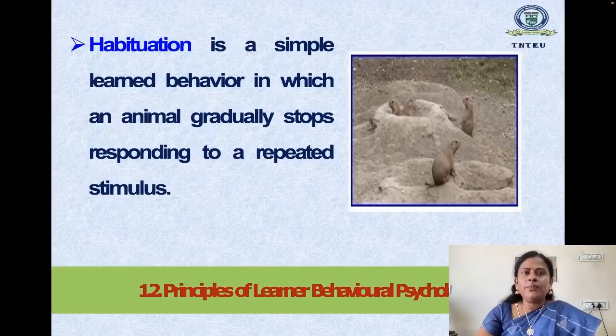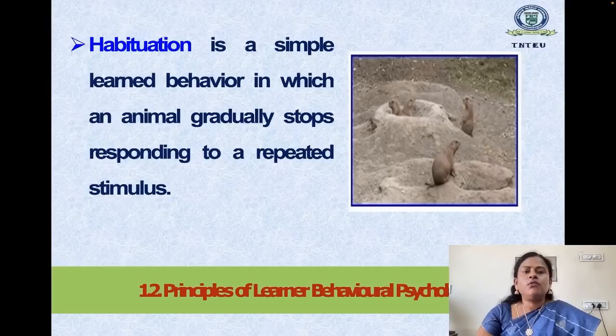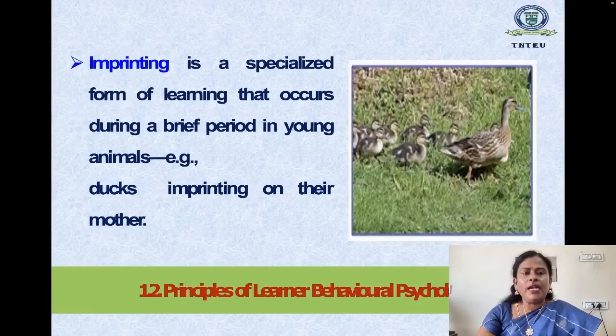However, the prairie dogs gradually become habituated to the sound of human footsteps as they repeatedly experience the sound without anything bad happening. Eventually, they stop giving the alarm call in response to footsteps. In this example, habituation is specific to the sound of human footsteps as the animals still respond to the sounds of potential predators. Next one is imprinting.